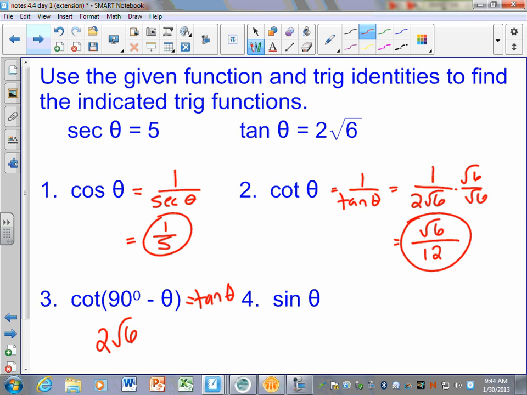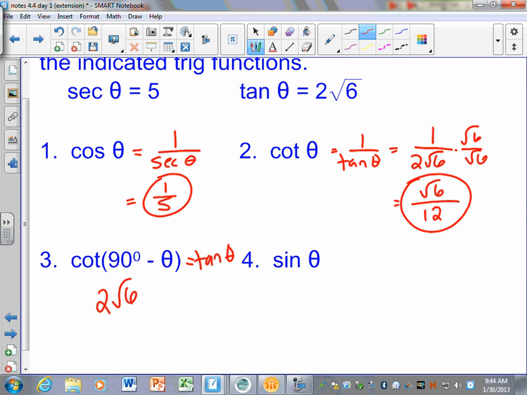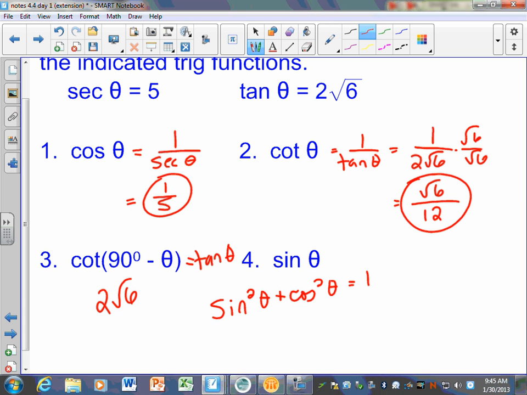What about sine? There's lots of ways you could do this one. I'm trying to keep from drawing a picture. I'm trying to use an identity that I have that I could work out here. We have a couple. Could I use maybe this one? Sine squared plus cosine squared of theta equals 1. Remember that lovely one I gave you? Do I know what cosine is? We did it already. It was number 1, right?